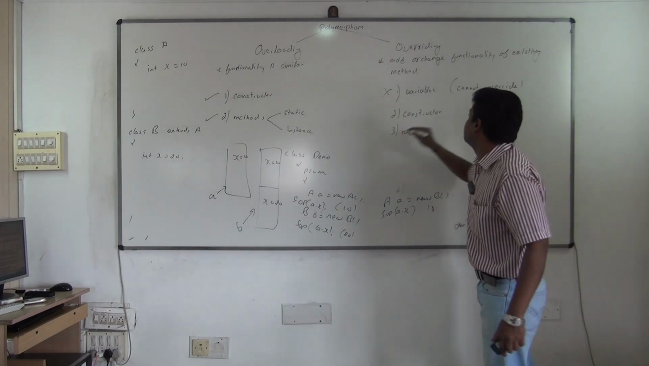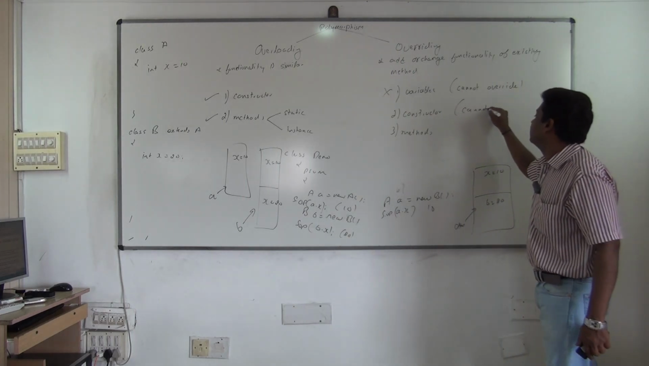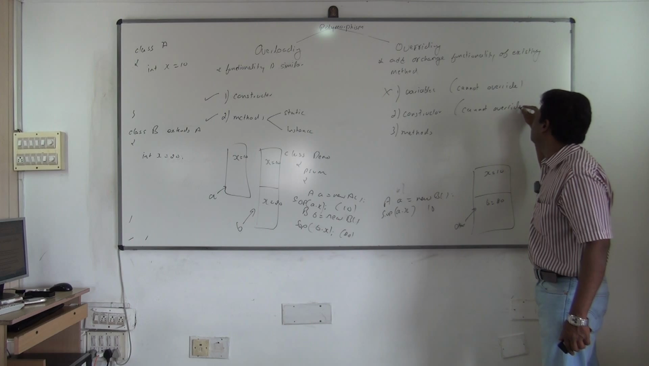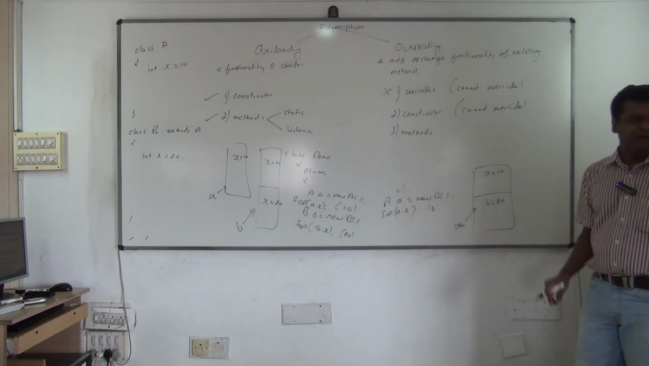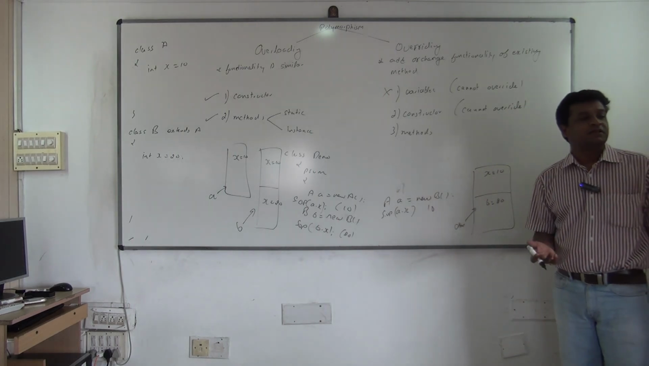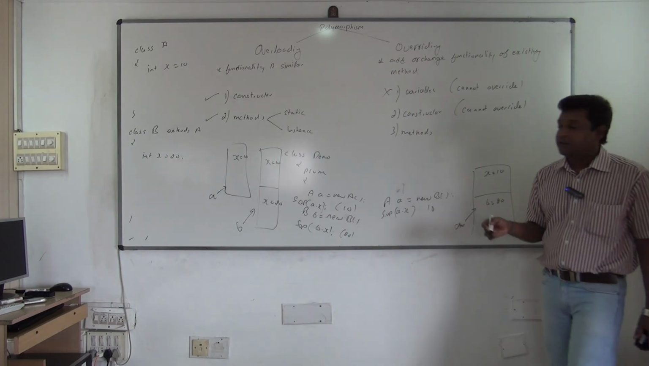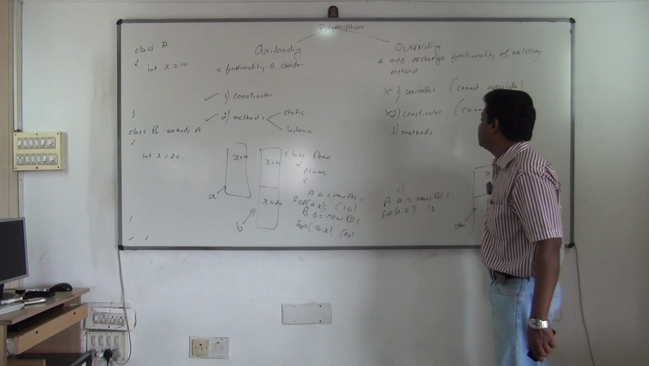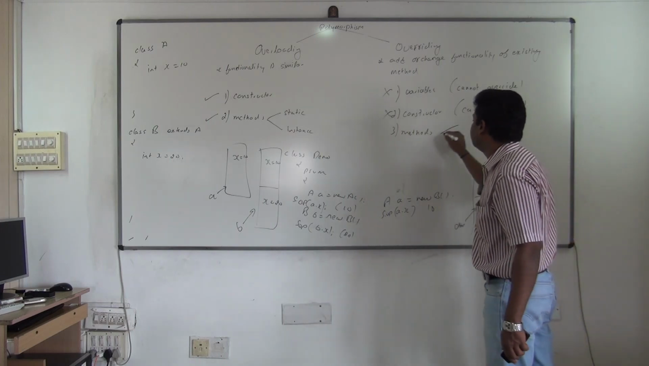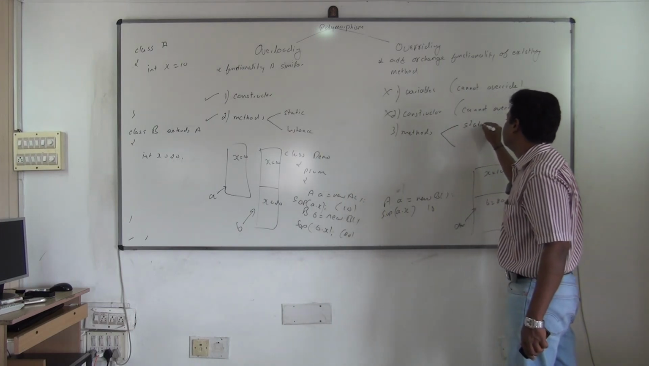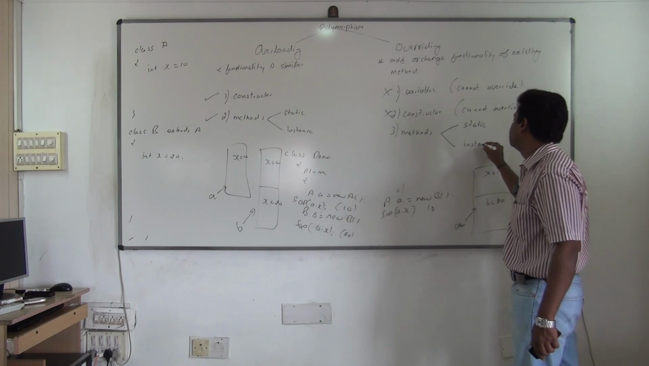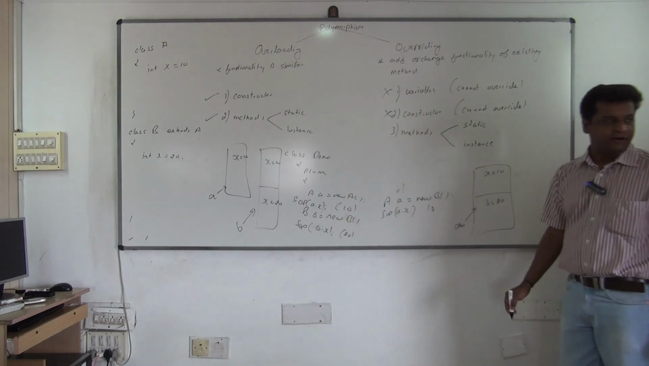Constructor cannot be overridden. Why can't you override? Many reasons. Class name and method name should be the same, or the other one is constructors are not inherited. Many reasons are there. So you cannot override a constructor. Methods you can override. You have static and you have instance. So only methods you can override.